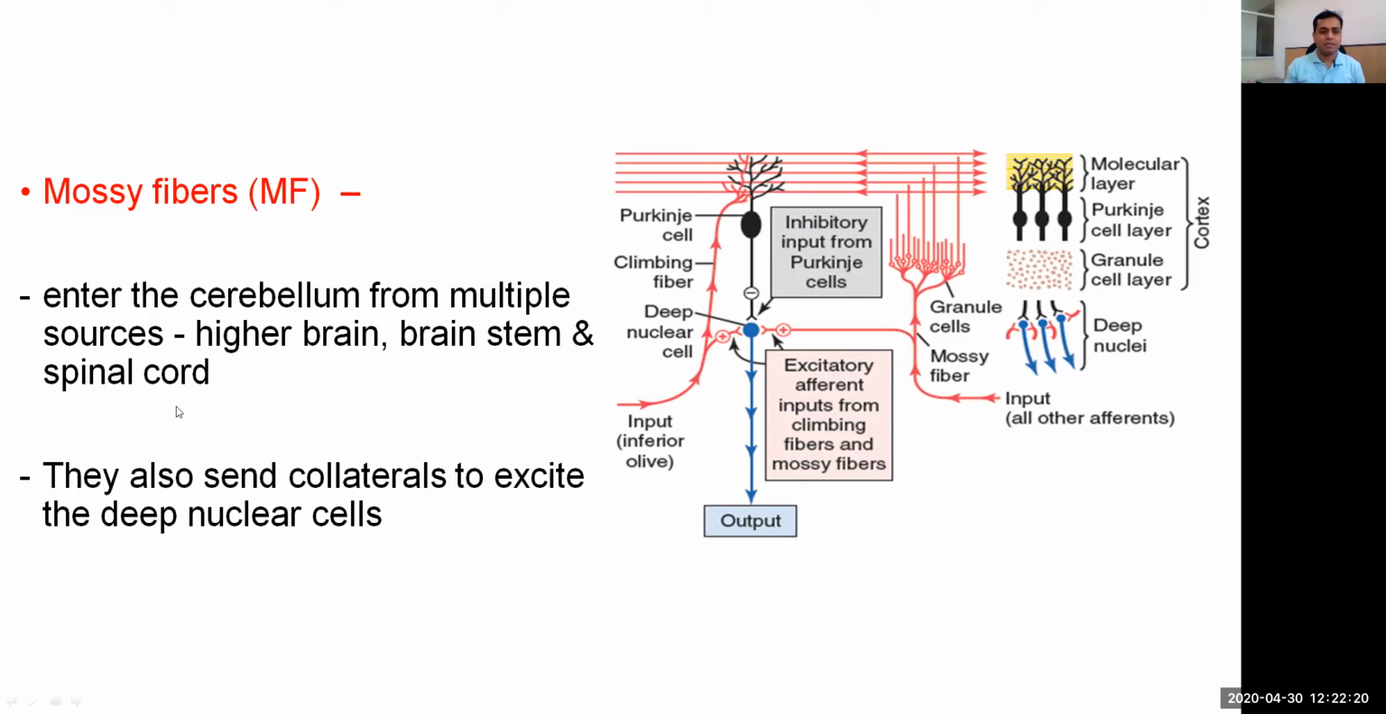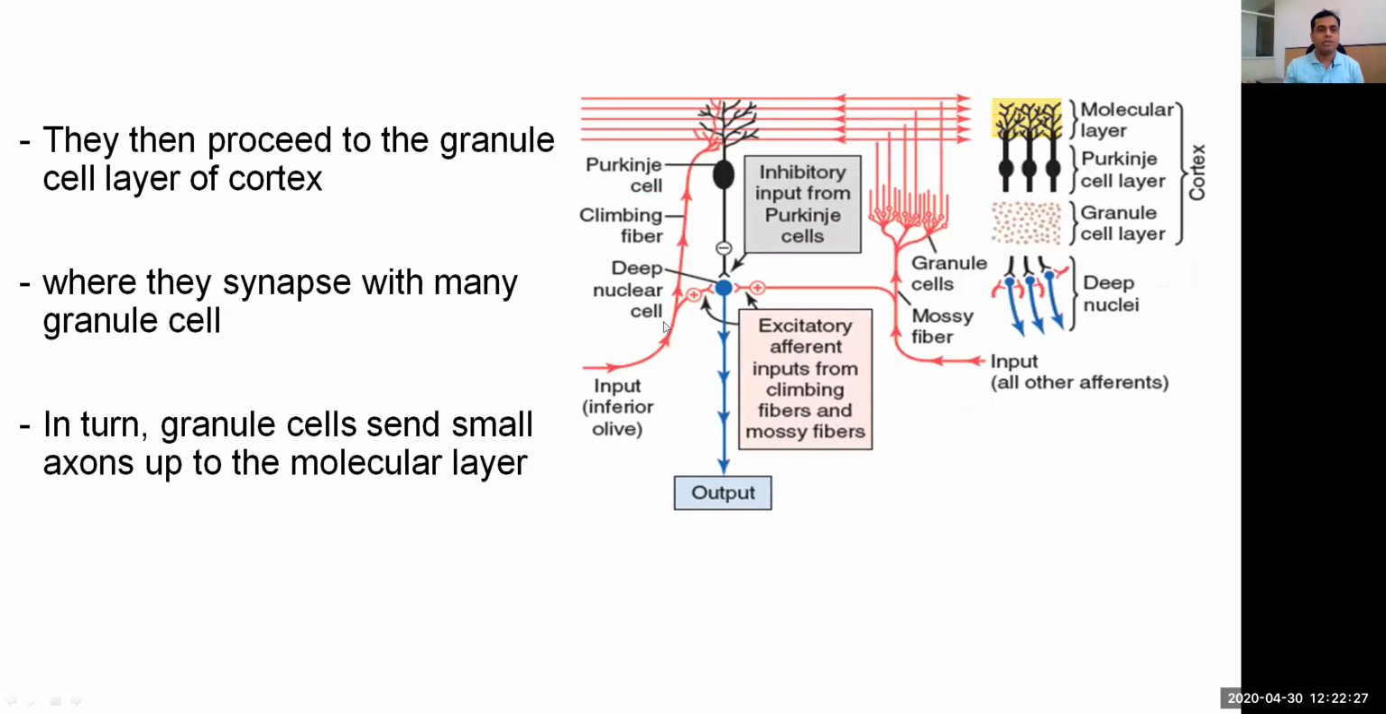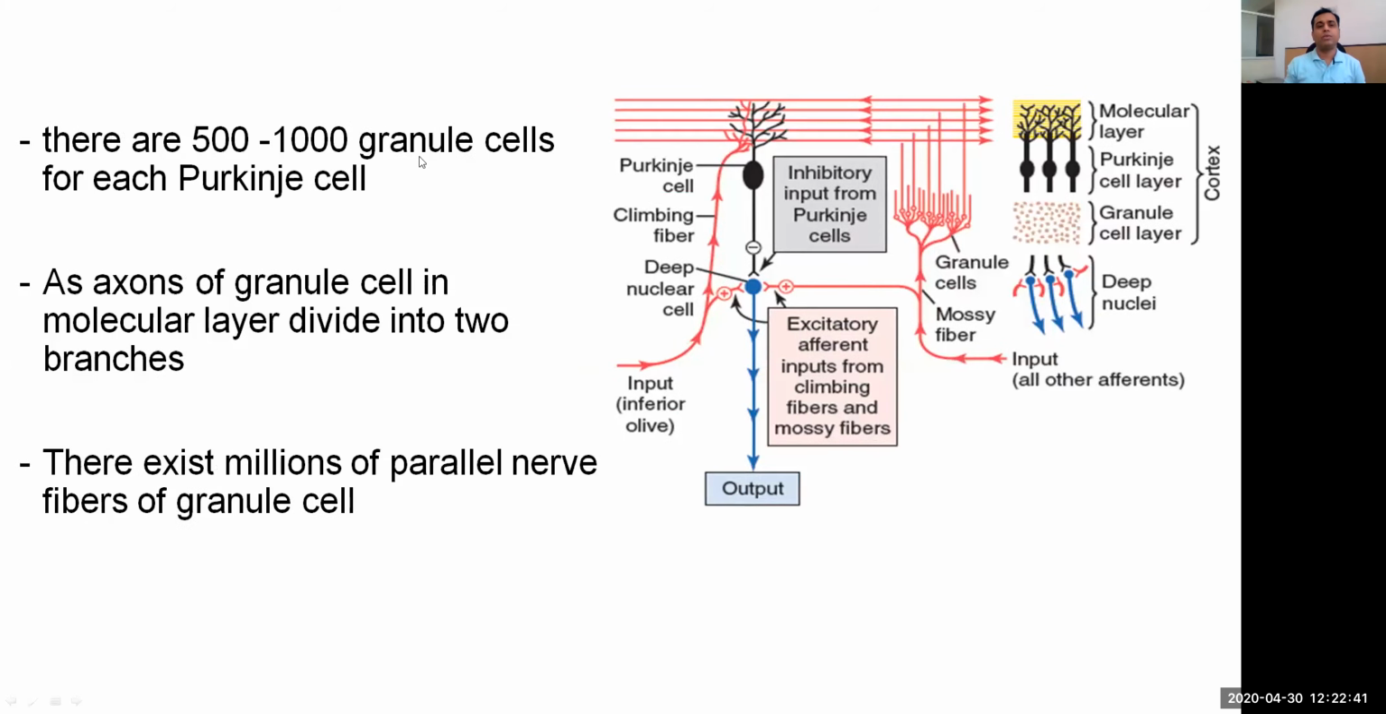After the climbing fiber, another set of fiber is the mossy fiber, which enters the cerebellum from multiple sources like the higher brain, brainstem, and the spinal cord. They also send collaterals to excite deep nucleus cells, as we can see. They have a facilitative influence on the deep nucleus cells. They then proceed to the granule cell layer, where they synapse with many granule cells. In turn, the granule cell sends a small axon up to the molecular layer. There are about 500 to 1000 granule cells for each Purkinje cell. As axons of granule cells in the molecular layer divide into two branches, there exist millions of parallel nerve fibers of the granule cells. These are the parallel nerve fibers, as we can see.